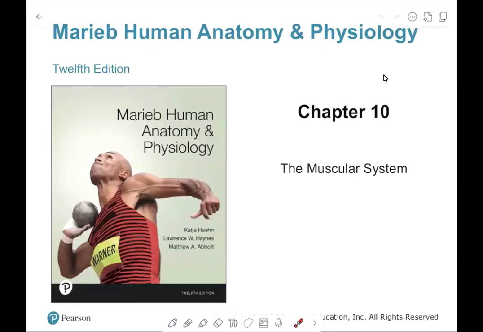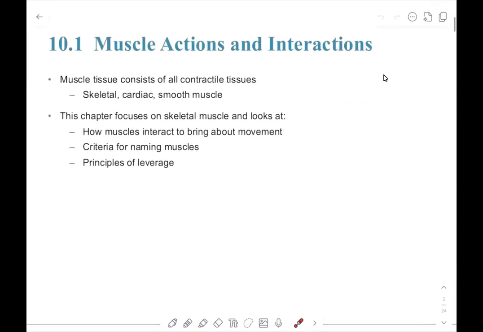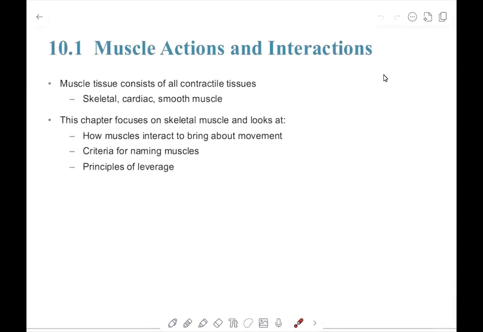In this chapter, we are going to be reviewing the actions of the muscles in the muscular system. First of all, muscle actions and interactions. Remember, there are three types of muscles. There are skeletal, cardiac, and smooth muscles. We'll be predominantly talking about the skeletal muscles in this chapter, specifically how the muscles interact to bring about movement, the criteria for naming muscles, and the principles of leverage.